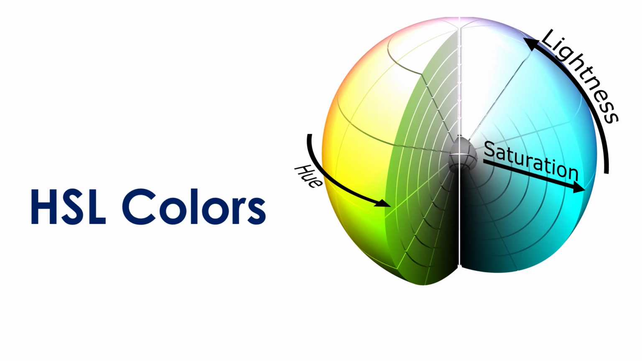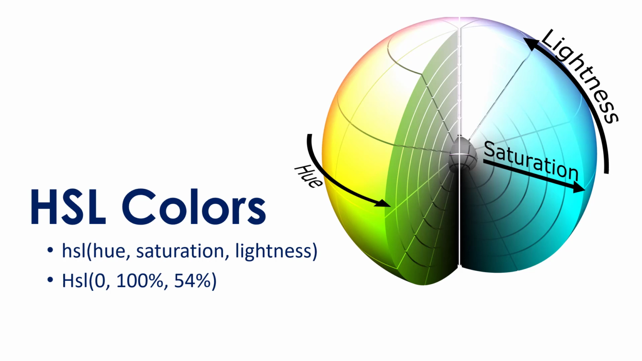HSL color values are supported in Internet Explorer 9+, Firefox, Chrome, Safari, and in Opera 10+. HSL stands for hue, saturation, and lightness. HSL color values are specified with hsl, hue, saturation, and lightness. Hue is a degree on the color wheel from 0 to 360, where 0 is red, 120 is green, and 240 is blue. Saturation is a percentage value. 0% means a shade of gray and 100% is a full color. Lightness is also a percentage. 0% is full black and 100% is full white.